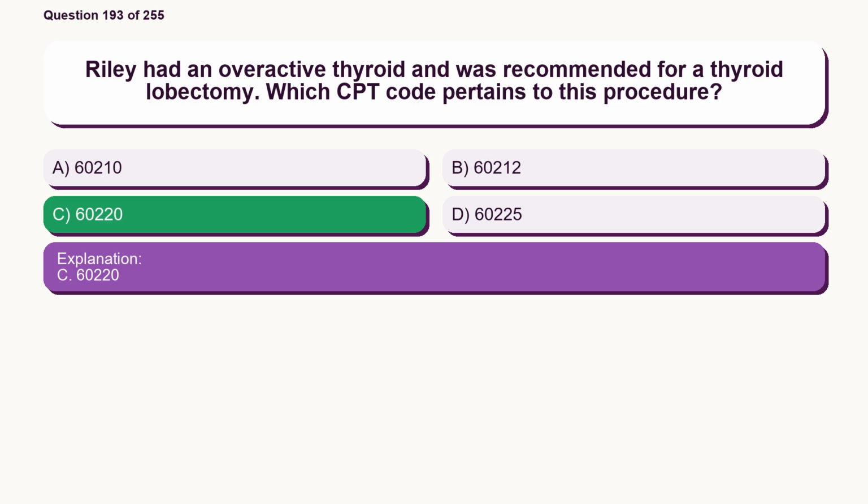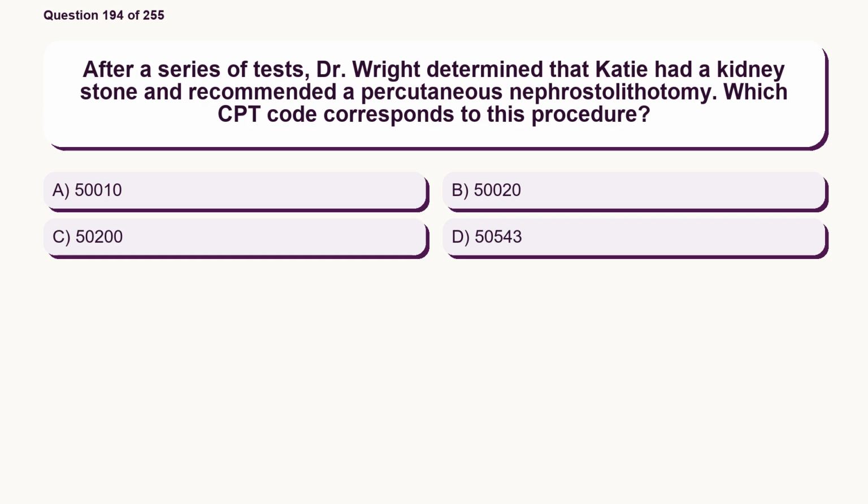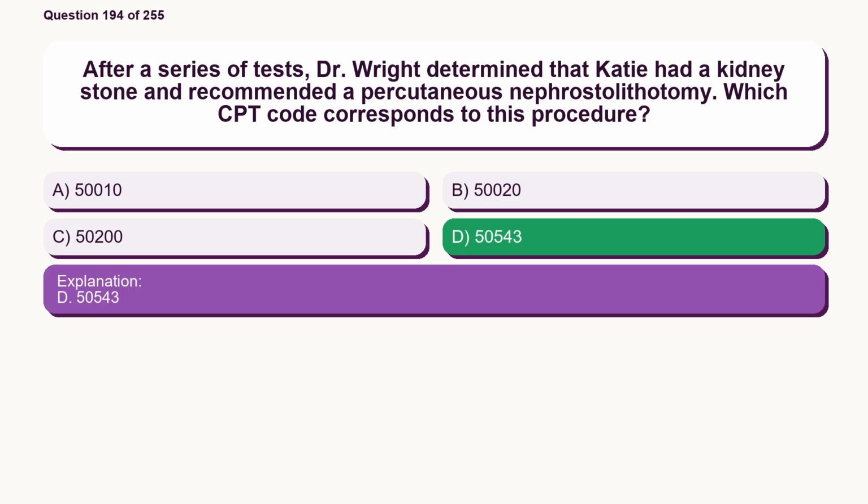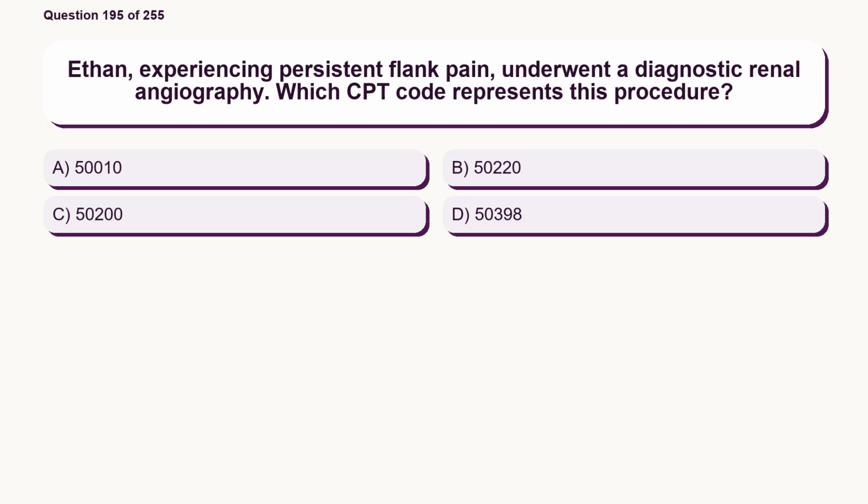Question 194. After a series of tests, Dr. Wright determined that Katie had a kidney stone and recommended a percutaneous nephrostolithotomy. Which CPT code corresponds to this procedure? Option A. 50,010. Option B. 50,020. Option C. 50,200. Option D. 50,543. The correct answer is option D. 50,543. D. 50,543.